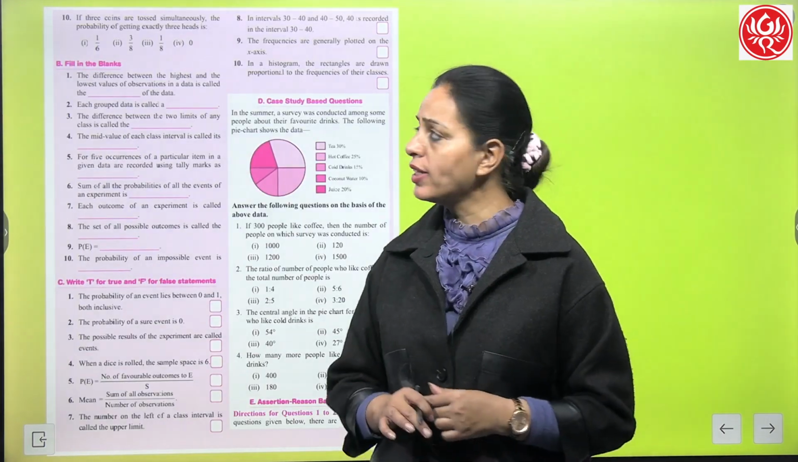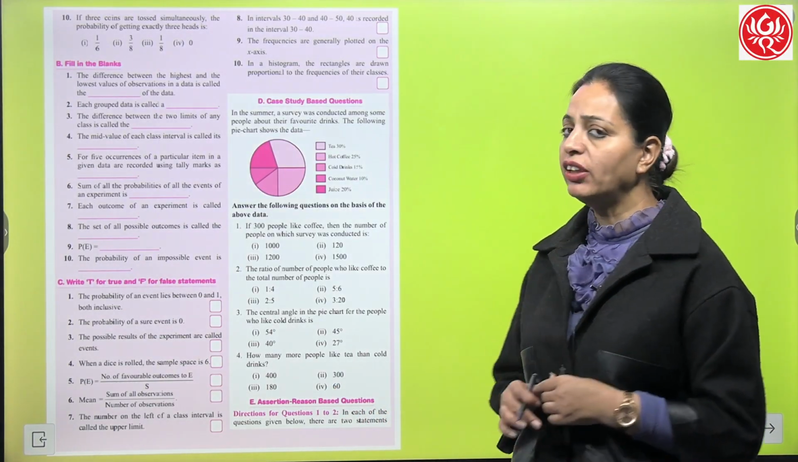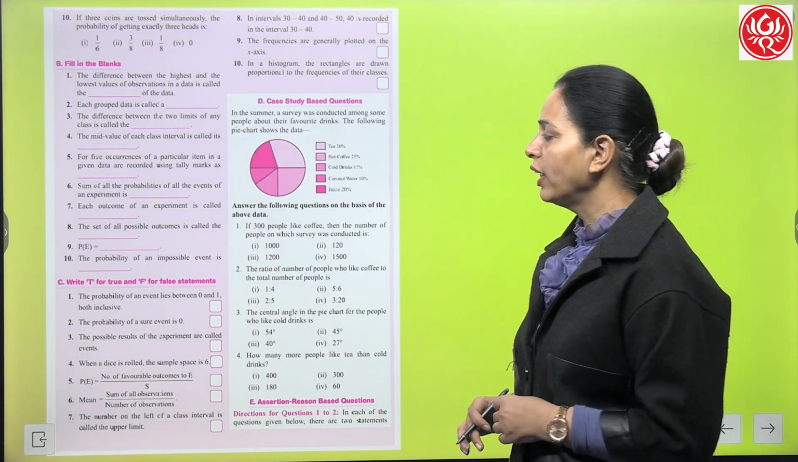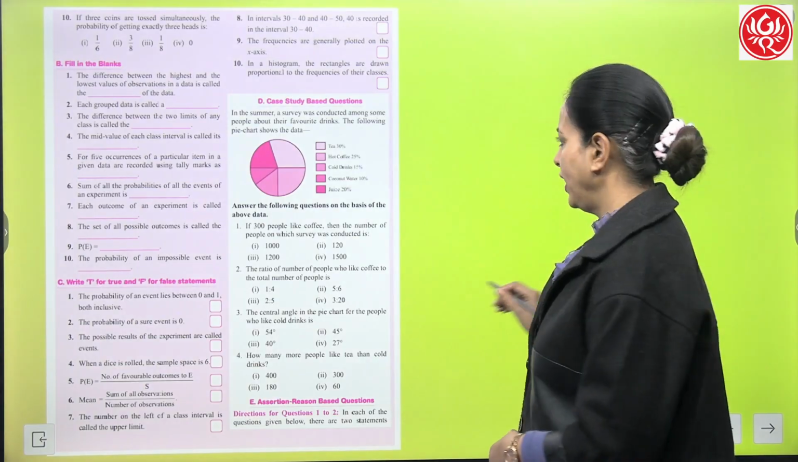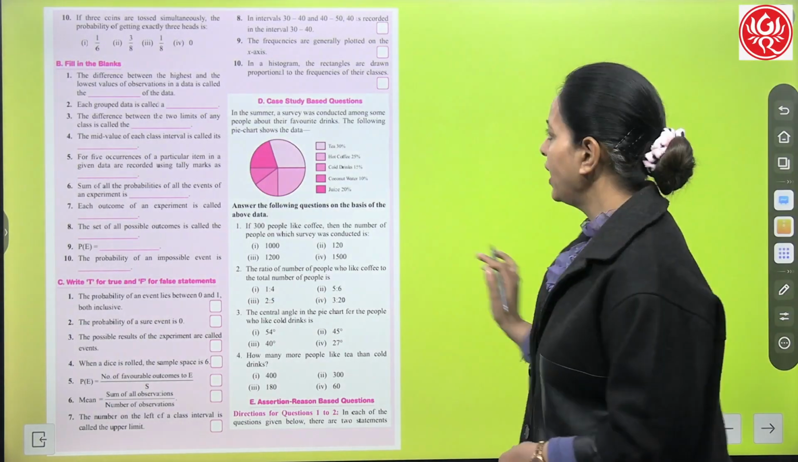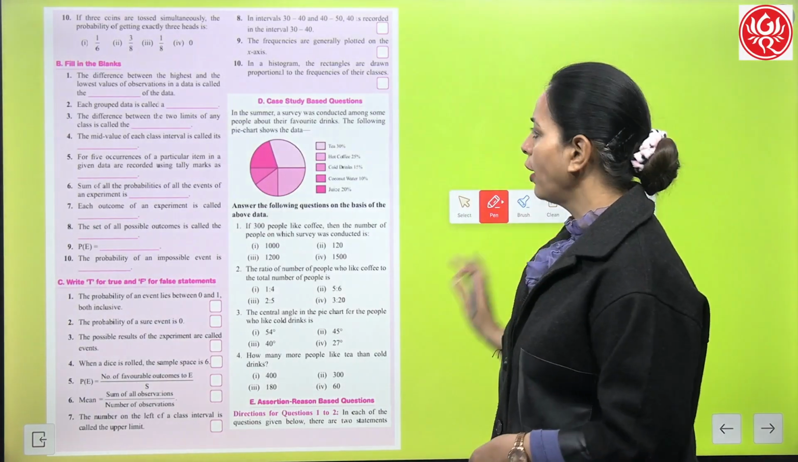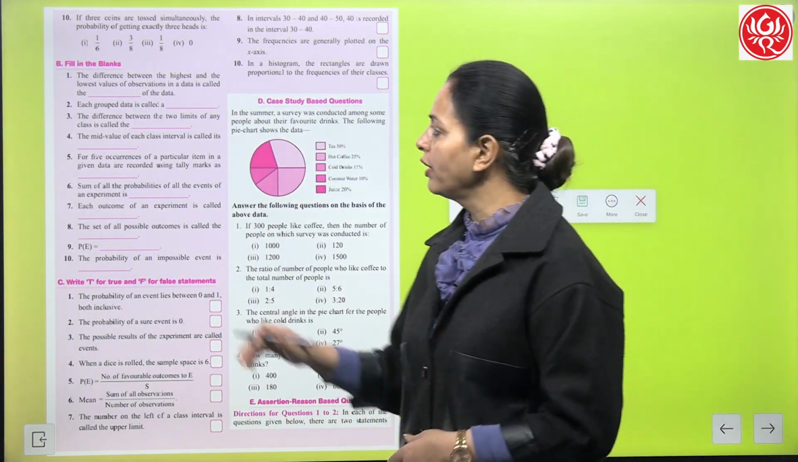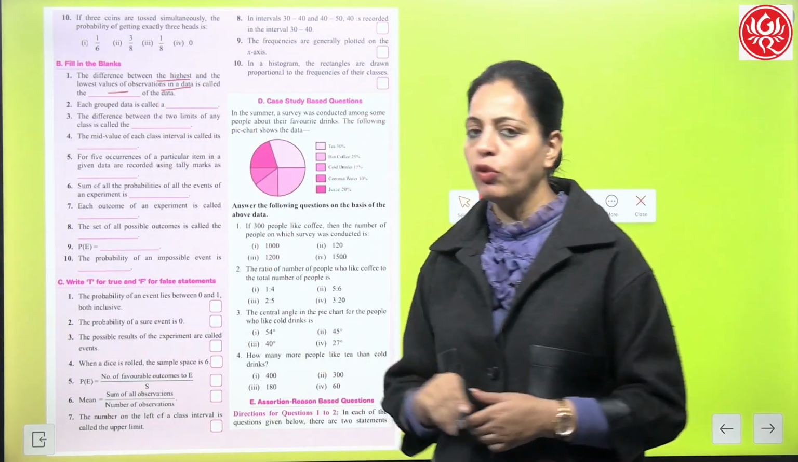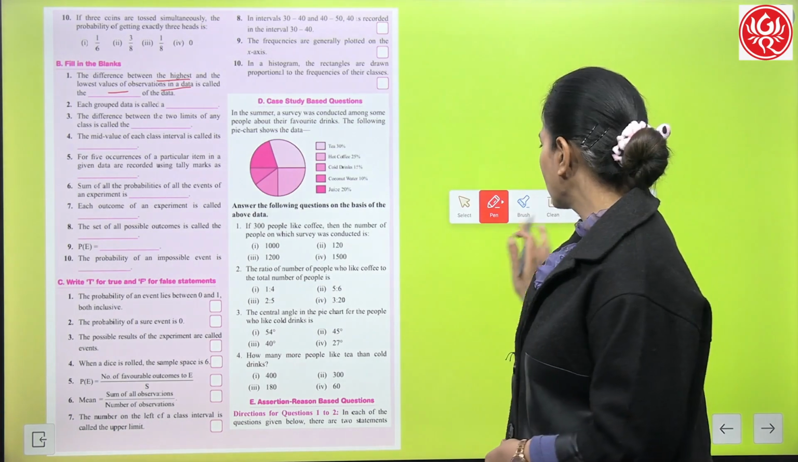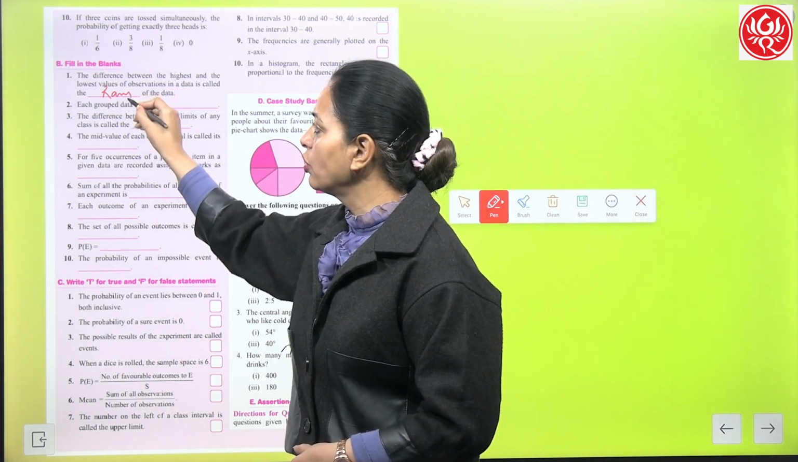10th, if 3 coins are tossed simultaneously, the probability of getting exactly 3 heads is, okay, that is one case. So the answer is 1 upon 8, because total outcomes are 8. So 1 upon 8, right? Now come to B part, filling the blanks. The first one, the difference between the highest and the lowest values of observations in a data is called the dash of the data, that is range, right?